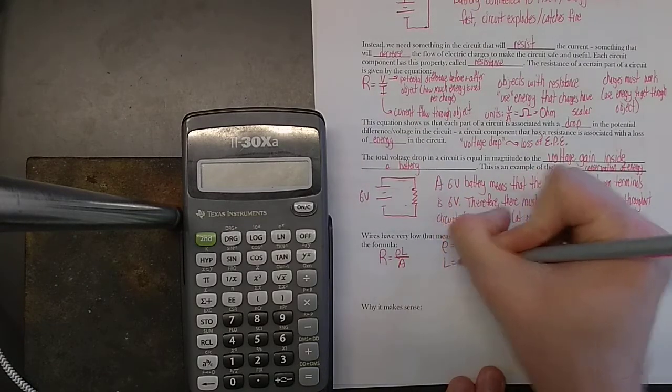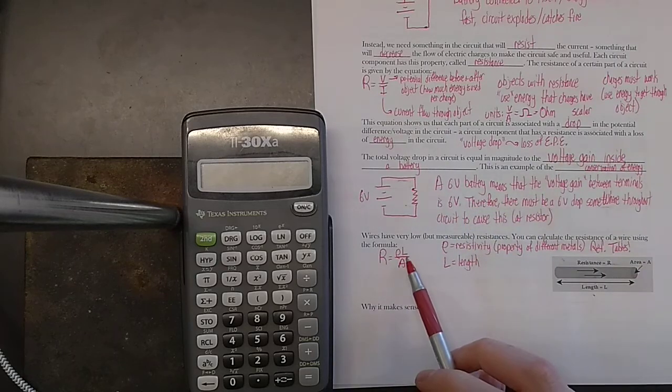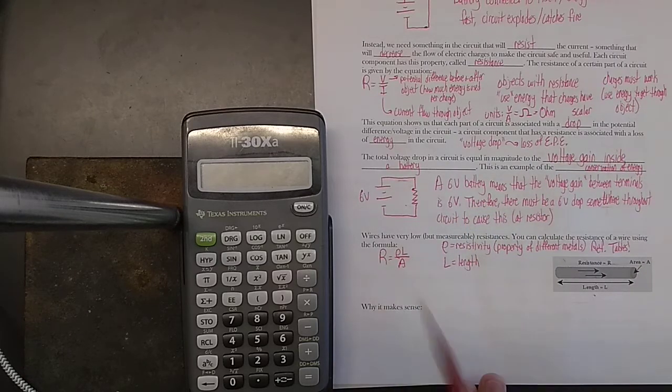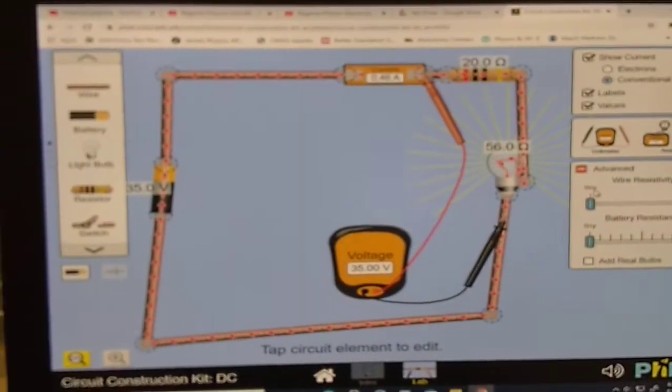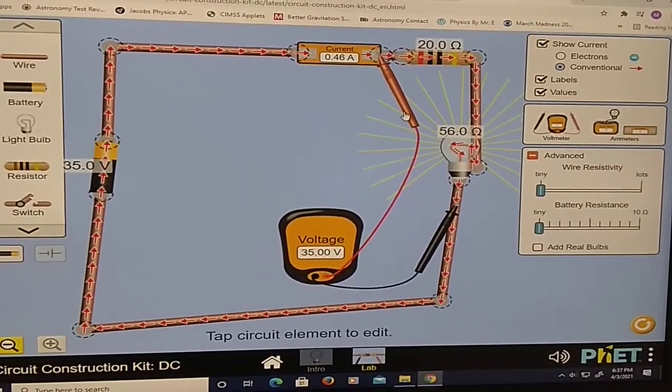L is the length of the wire. Very self-explanatory, and from this equation you can predict that the longer the wire, the more resistance there will be and the more energy loss there will be. I'm going to go back up to the simulation one more time, and we're going to turn up the wire resistivity.